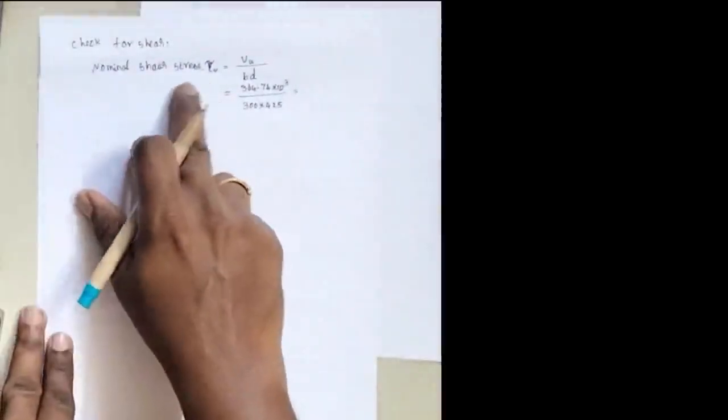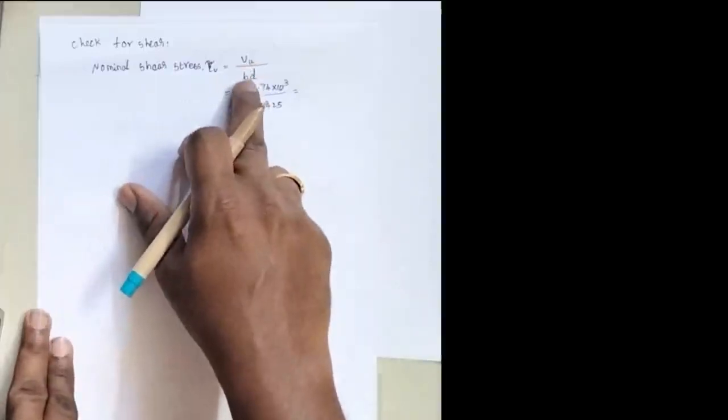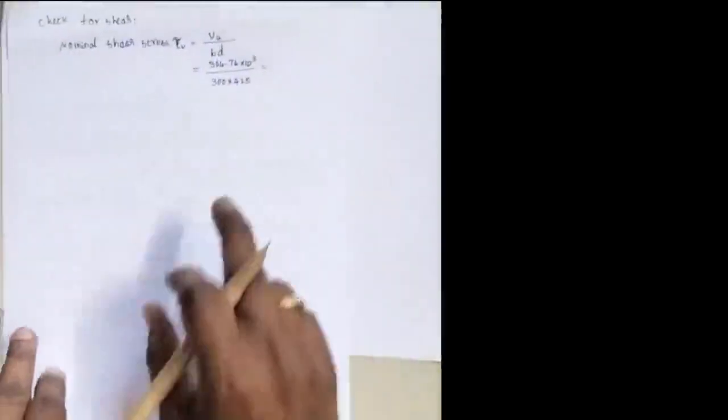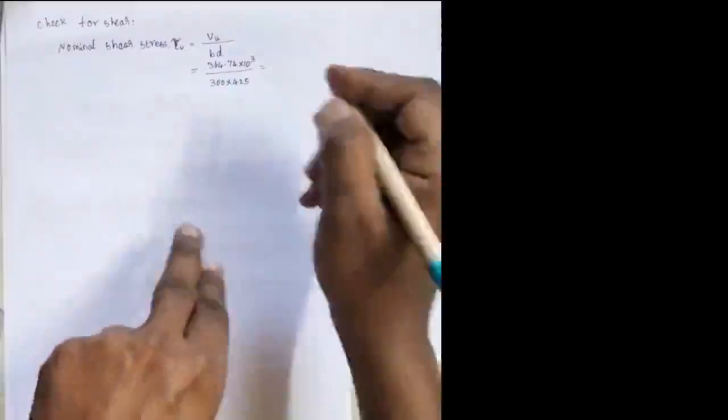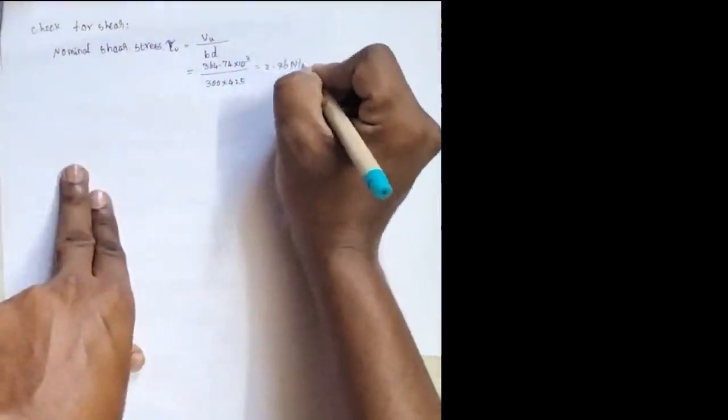So next step is, I am going to do the check for shear. First step is, we need to calculate the nominal shear stress, that is shear stress induced due to load. The formula is tau V equal to Vu divided by bd. Here we have calculated the equivalent shear, that is Vu equal to 364.74. I have taken that value here, divided by 300 into 425. So the shear stress value is 2.86 Newton per mm square.